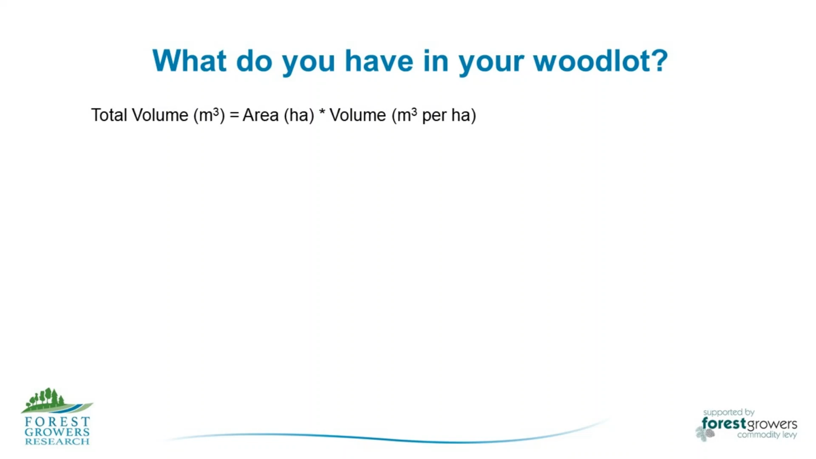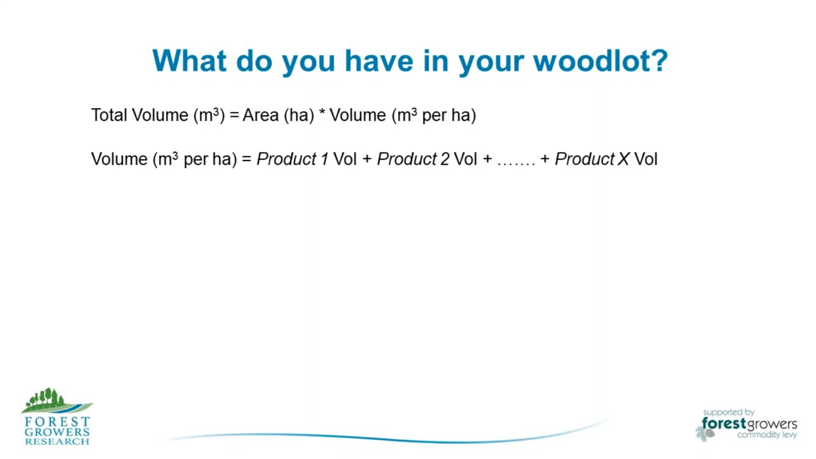What you have in your woodlot in terms of volume and value can be expressed in a few equations. Total volume is equal to the area of the woodlot multiplied by the volume per hectare. Volume per hectare is equal to the sum of the volumes of all the log products that can be cut from each hectare. Harvesting operations can cut 15 or more log products from a forest. We will look at log product specification shortly.